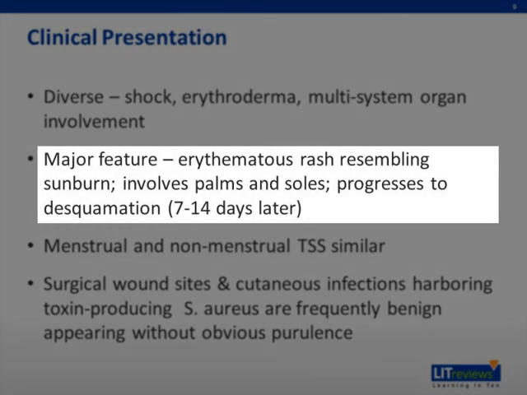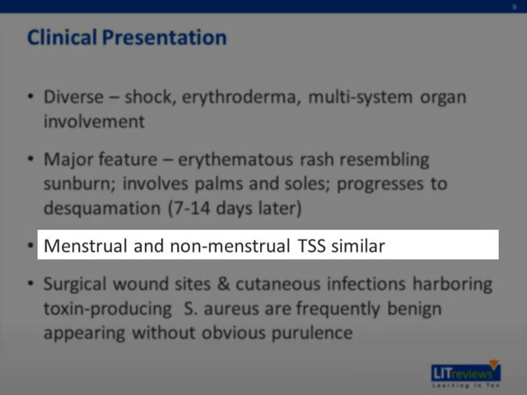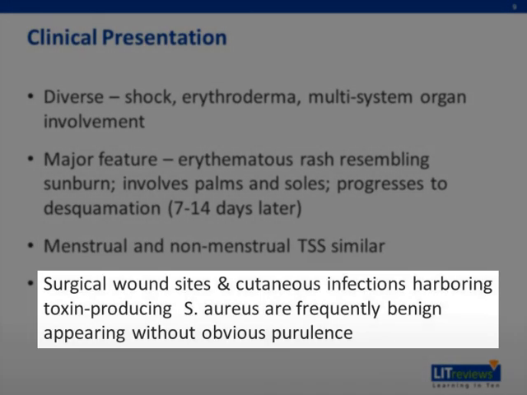The major feature is this erythroderma, or an erythematous rash resembling a sunburn. It involves the palms and soles and then progresses to desquamation in about 7 to 14 days. Both the menstrual and non-menstrual cases have similar presentations. And surprisingly, if this is due to a surgical wound or a cutaneous infection, those sites that harbor the toxin-producing Staph aureus are frequently benign appearing or without any obvious purulence.